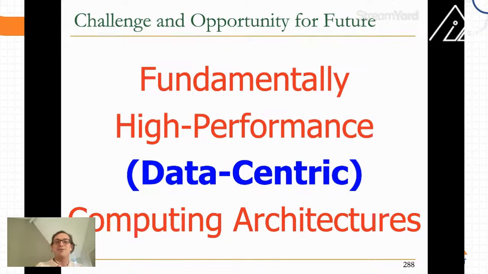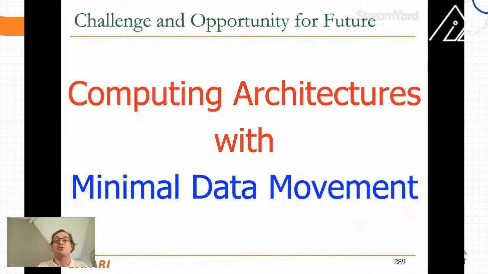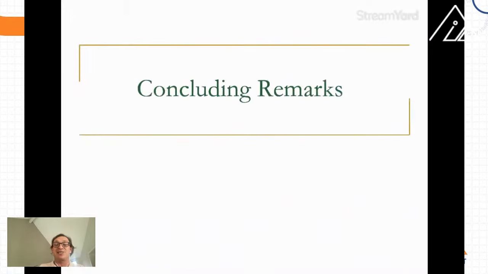I think if you change that fundamentally X to sustainability, security, et cetera, I believe we will find those architectures need to be data-centric, which is exactly the opposite of what we're doing in our systems today. Our systems are processor-centric, computation-centric, as opposed to data-centric. So I think we have a huge challenge and opportunity for the future. We need computing architectures with minimal data movement that are data-centric.